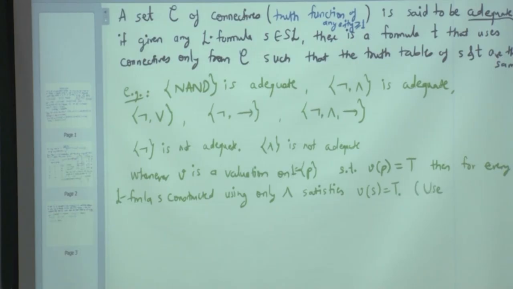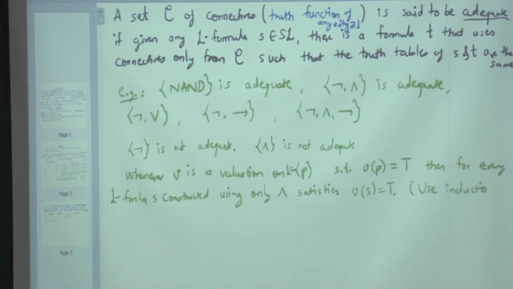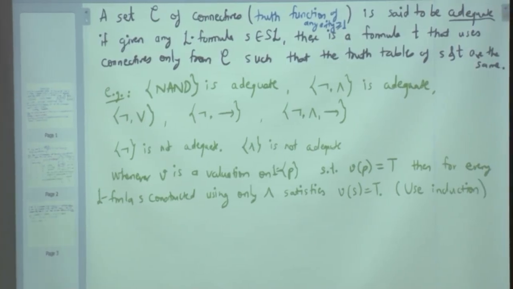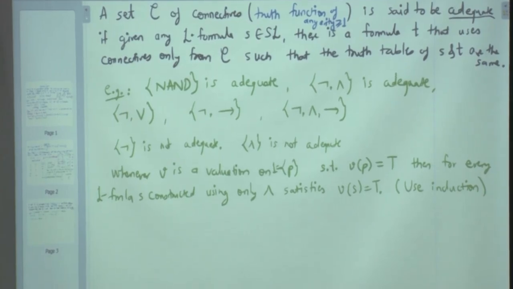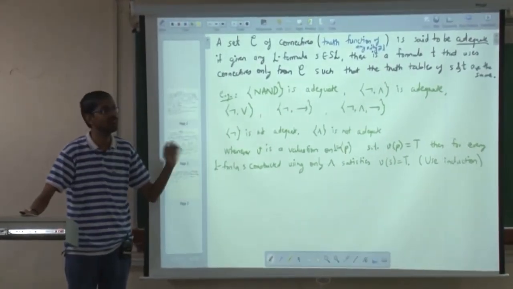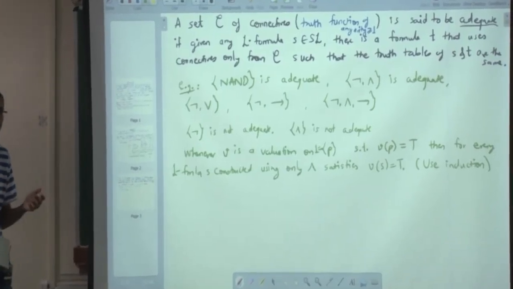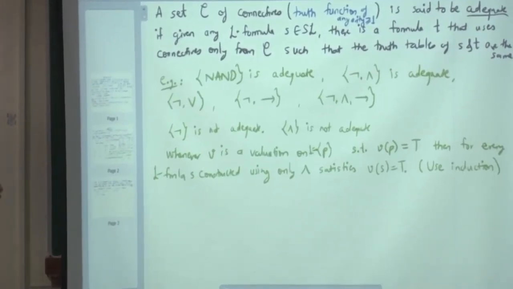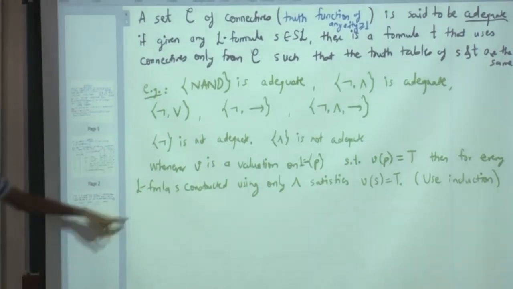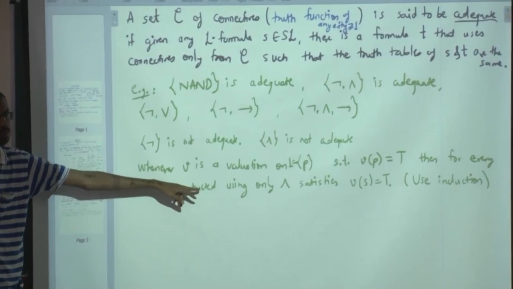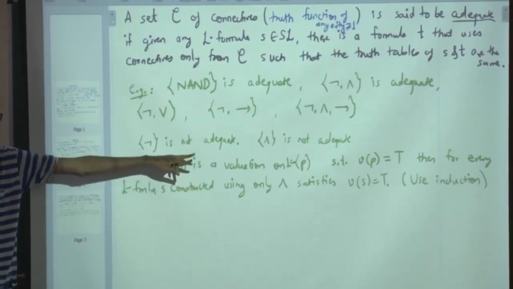Use induction to prove this. Because what are the formulas that you can construct? You can construct P, P conjunction P, P conjunction P conjunction P. Everything is boring and you will only get the value true. You can never actually obtain the value false. Therefore, the truth table for negation P, a unary truth function, can never be obtained using only conjunction. And therefore, this is not adequate.